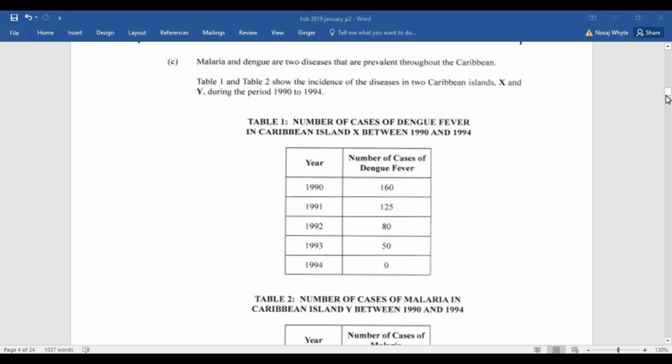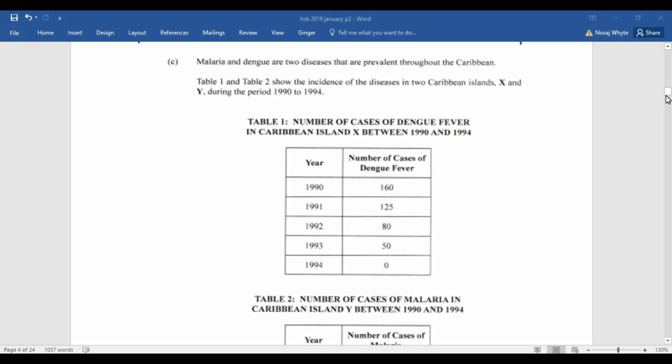Now, Table 1 and Table 2 show the incidence of the disease in 2 Caribbean islands, and the Caribbean islands are X and Y during the period 1990 to 1994. Please take note of the title here for the table. This title could be used as a title for your graph.